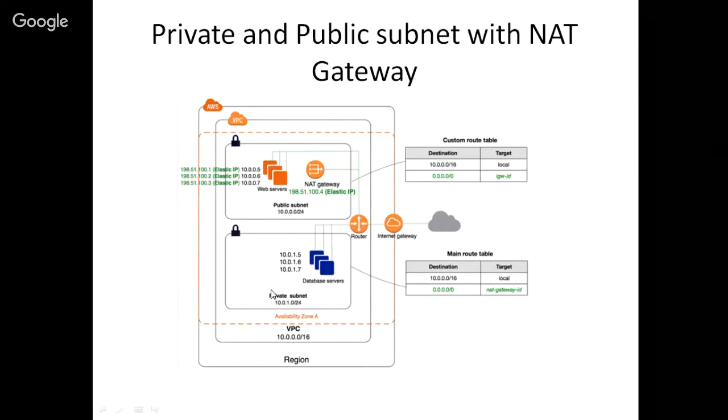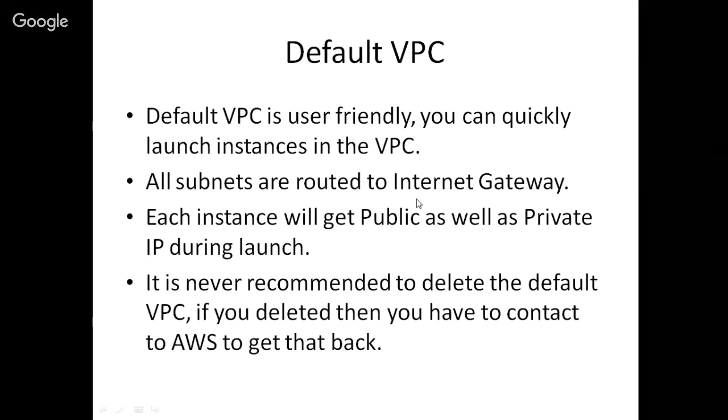This way we are not exposing the IP addresses of our database servers to the internet, and still the database servers will be able to install the packages. So the route is through the NAT gateway, and the NAT gateway was launched in my public subnet. I hope it is clear now. Let's go to the next slide.